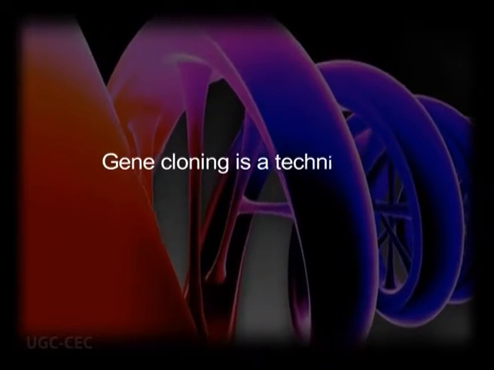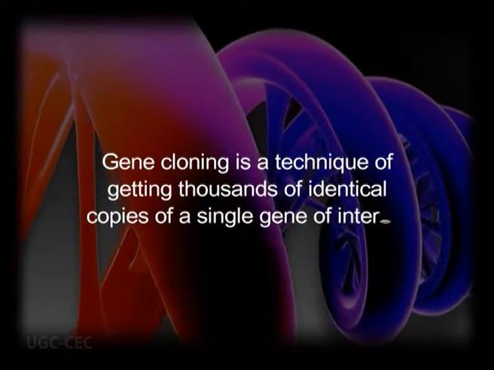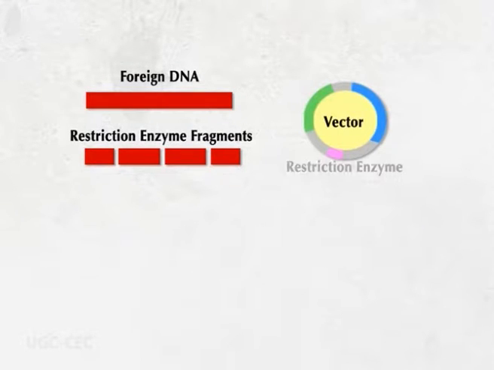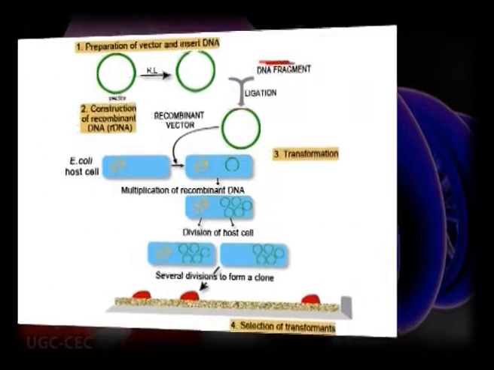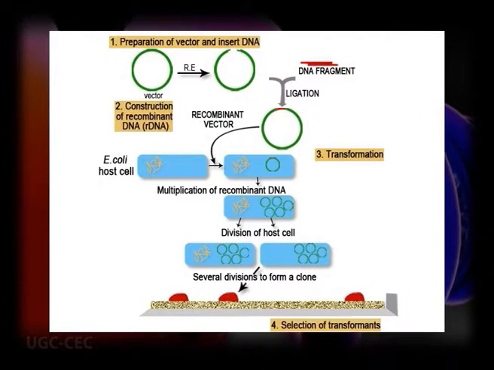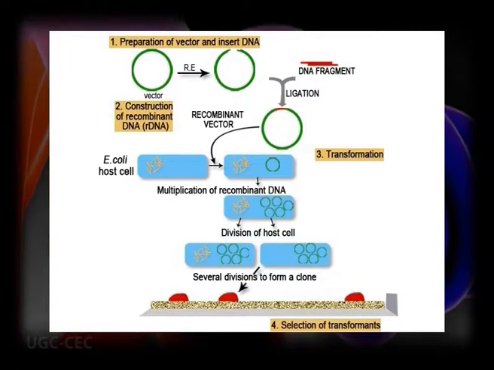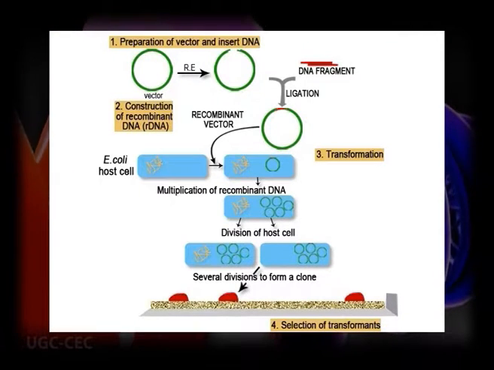Gene cloning is a technique of getting thousands of identical copies of a single gene of interest. For this purpose, the gene of interest is inserted into a vector molecule, which in turn is transformed into a host cell such as bacteria. The bacterial cell carrying the gene of interest is allowed to multiply on a suitable medium to get colony of thousands of bacterial cells, each carrying the gene of interest. In this way, we get thousands of copies of the same gene.